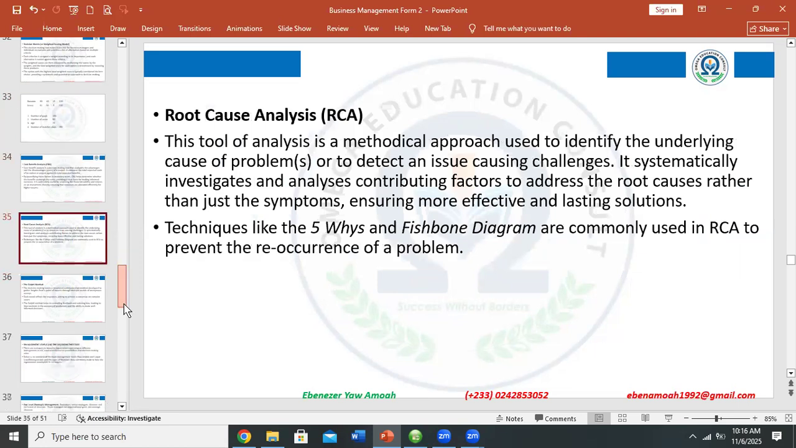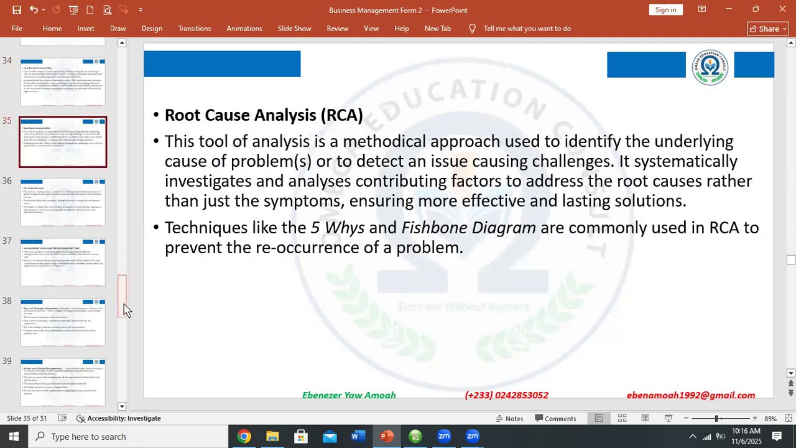Root cause analysis. Now, it says that this tool of analysis is a method that, hey, sorry, I haven't taken tea. If you laugh at me, no problem. The teacher has buns. Okay. This tool of analysis, all those who are laughing, shame on you.